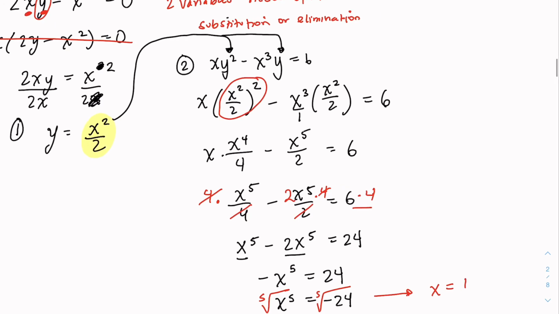Now I don't need plus or minus because that's for even roots. So use plus and minus when taking even roots on both sides. But since this is the 5th root, our final answer is simply the 5th root of negative 24, which is a real number. We can take odd roots of negatives.